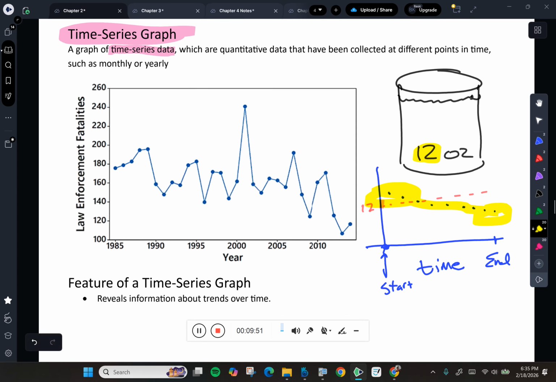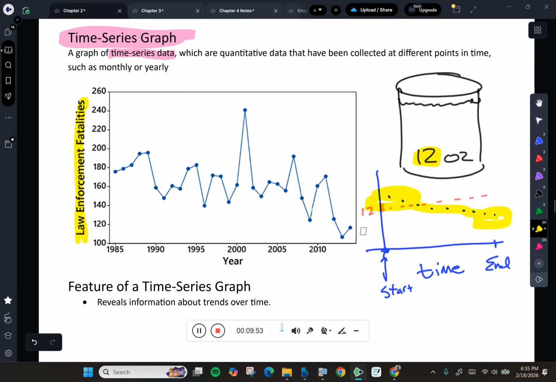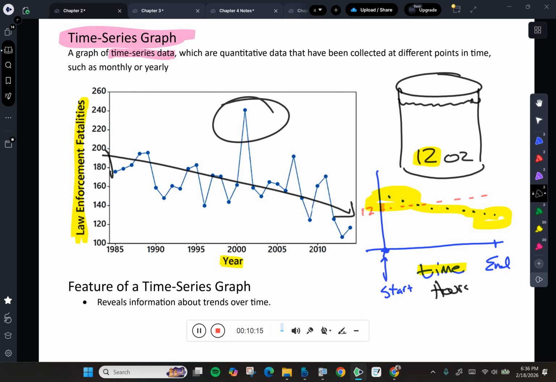So here I've got time series data that talks about law enforcement fatalities. This is the number of people who died who I guess worked in law enforcement. The horizontal axis is time, this time measured in years, whereas over here I'd be measuring the number of fatalities. I've got years, and it looks like there's a general trend down. There's this one anomaly there. What would that be, like 2001 maybe? I don't know what happened in 2001. Maybe you could think of what happened in 2001 that would have increased the law enforcement fatalities.